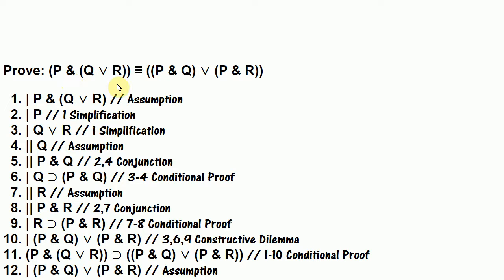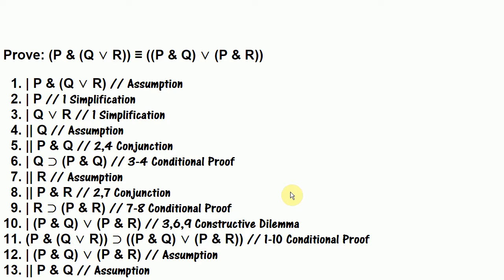Q or R is a disjunction. We know we can prove a disjunction using a constructive dilemma. And we have another disjunction over here. So if we can get if P and Q, then Q, and if we can get if P and R, then R, then we can get Q or R by constructive dilemma. So let's go ahead and do that.